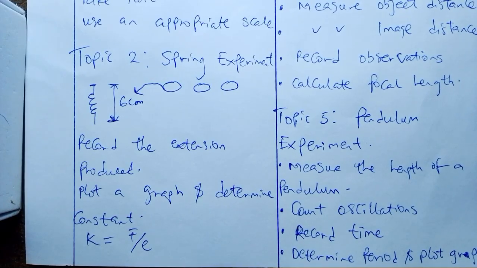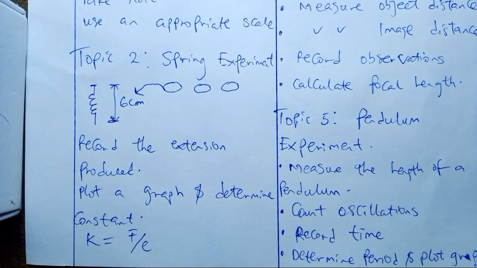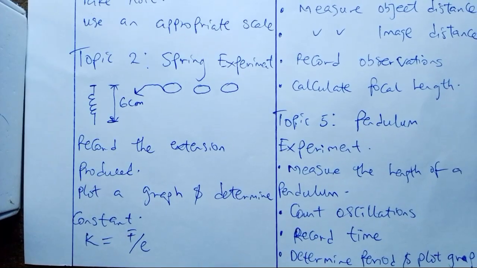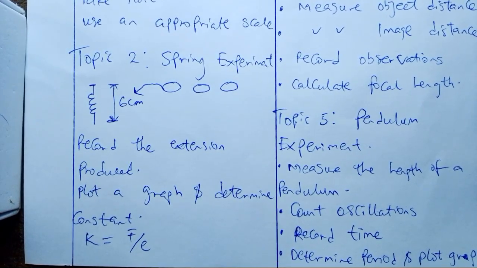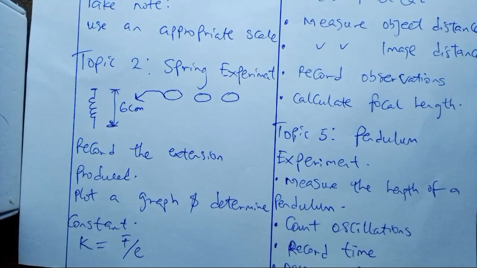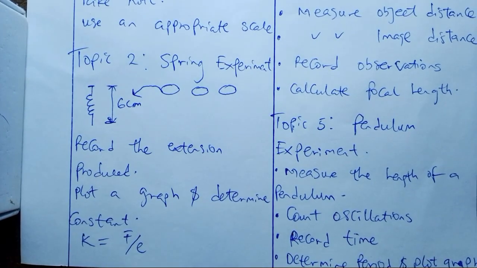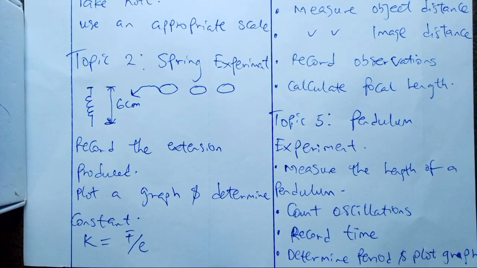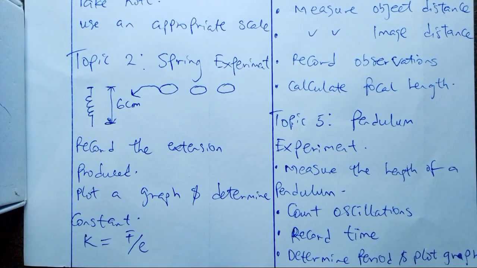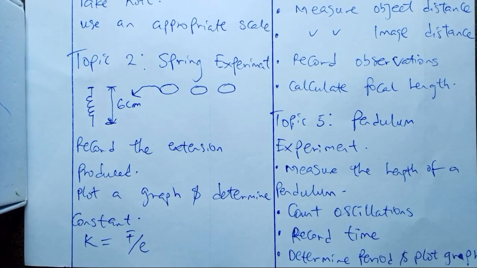So for your pendulum experiment, you'll be asked to measure the length of a pendulum, count oscillations, record the time. You'll be given a stopwatch, determine the period and plot your graph. A common mistake is timing only one oscillation. It's usually better to measure multiple oscillations and divide by the number of oscillations. Take note.